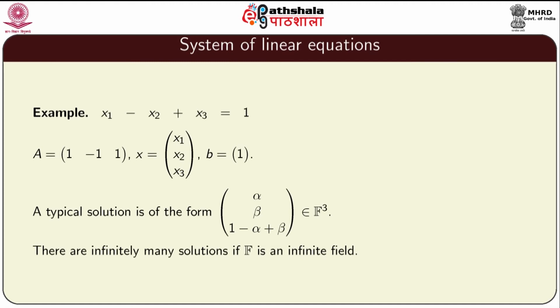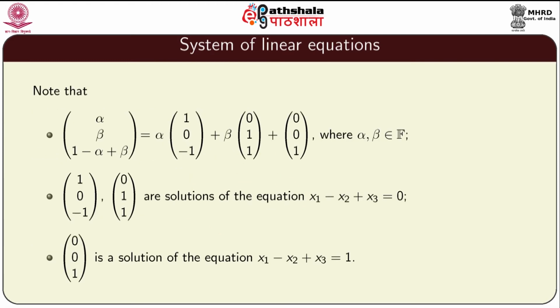Now, keep this very form alpha, beta, 1 minus alpha plus beta in mind, and then you see that a typical solution is of the form alpha, beta, 1 minus alpha plus beta. We can rewrite it as alpha times (1, 0, minus 1) plus beta times (0, 1, 1) plus (0, 0, 1).